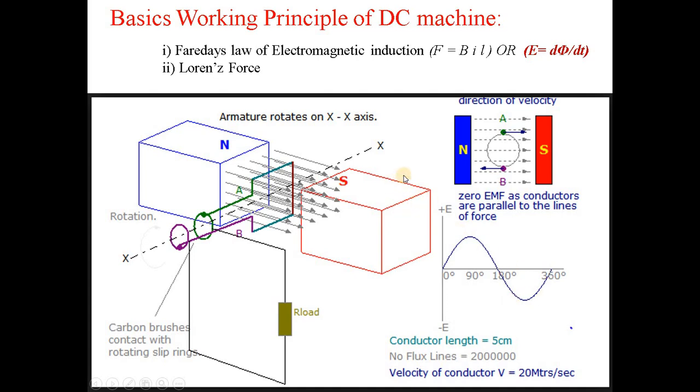Both the machines work on the same principle, that is Faraday's law of electromagnetic induction. Faraday's law of electromagnetic induction states that whenever a current carrying conductor is placed in a magnetic field, EMF is induced in the conductor. The nature of the magnetic field should be alternating. Whenever this conductor is placed in an alternating magnetic field, or the conductor is movable, then EMF is induced, and the nature of that induced EMF is alternating.